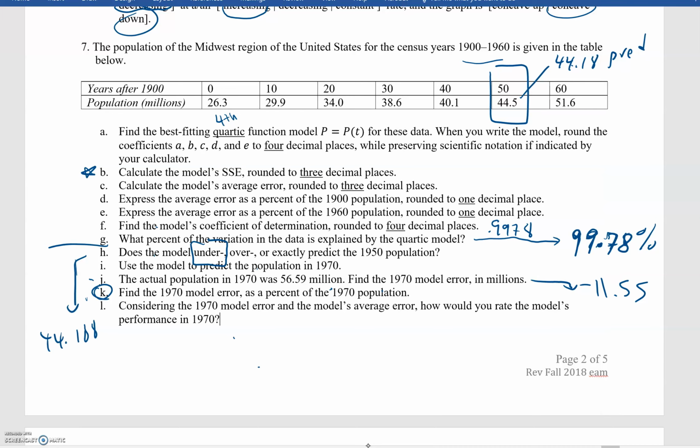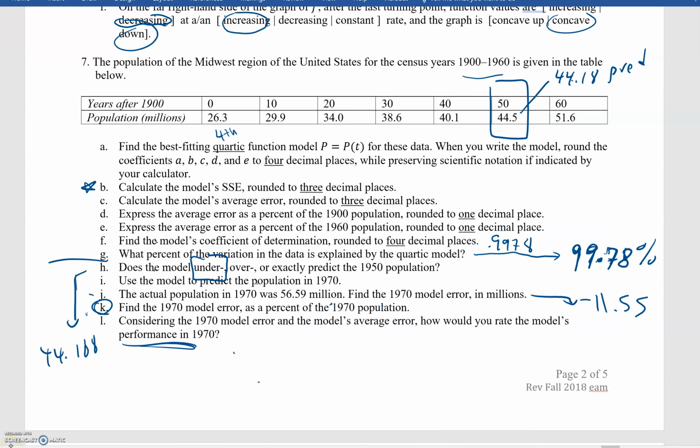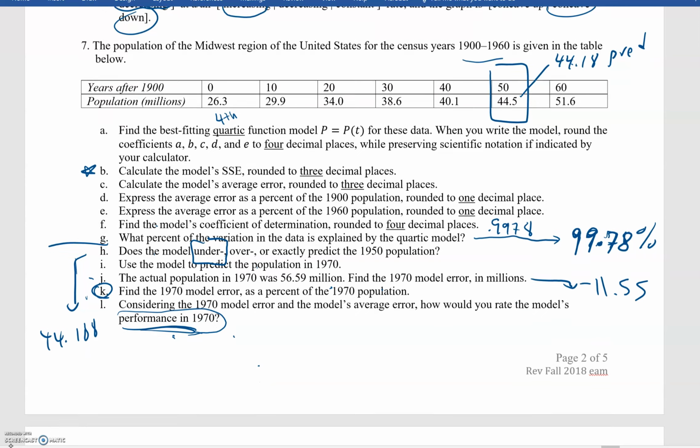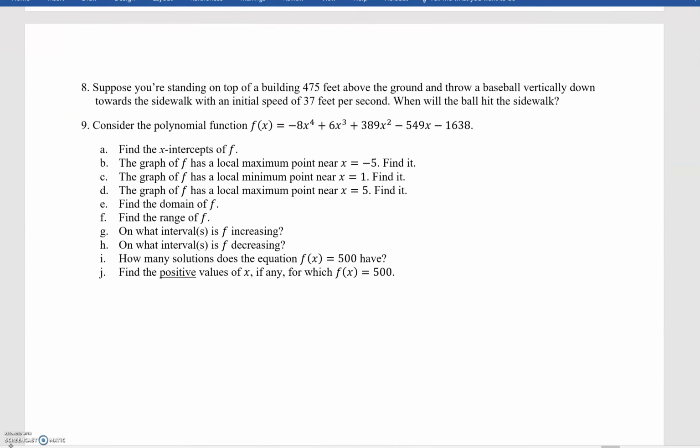Okay. All right, so I would say that our model did not do very well. So for our model error, our model did not perform very well in 1970. That's outside of our data set though, so that's the danger in predicting the future. All right, let's move on to number 8.